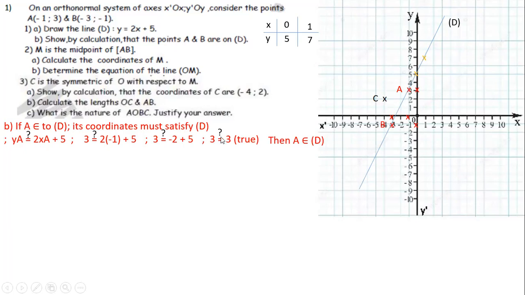Okay, is this clear? Alex? Clear, okay, nice. Now we have the other point B. I want to ask Adam. Yes, Adam.